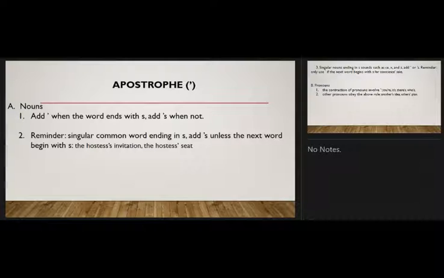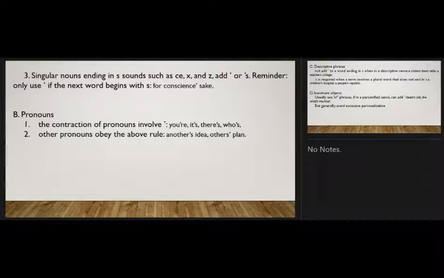Second, the remainder is the singular common word ending in s. We add apostrophe and s unless the next word begins with s. For example, the hostess's invitation and the hostess' seat. Third, for singular nouns ending in s sounds, such as ce, x, and z, add apostrophe or apostrophe and s. The remainder is we only use an apostrophe if the next word begins with s, for example, for conscience' sake.